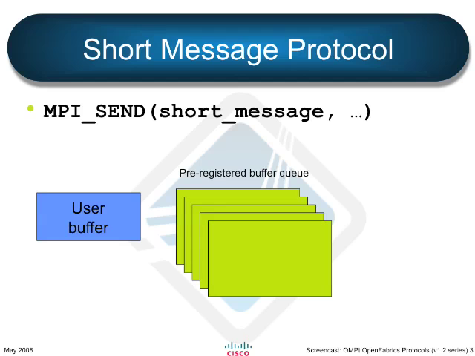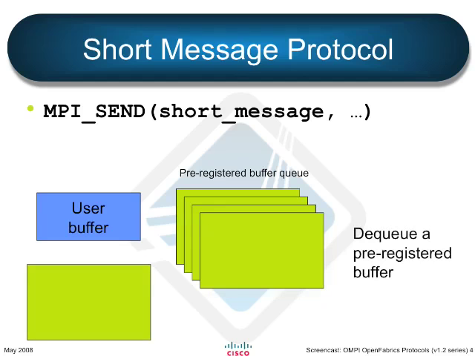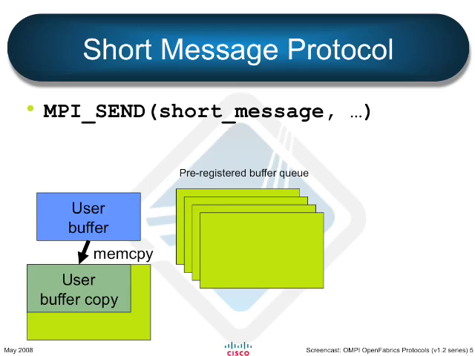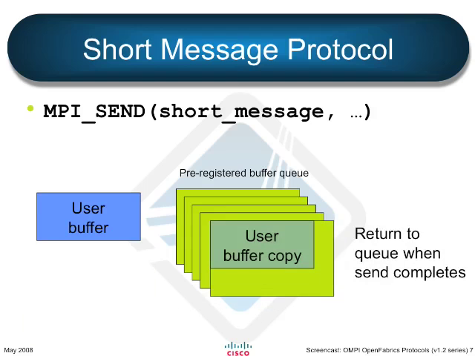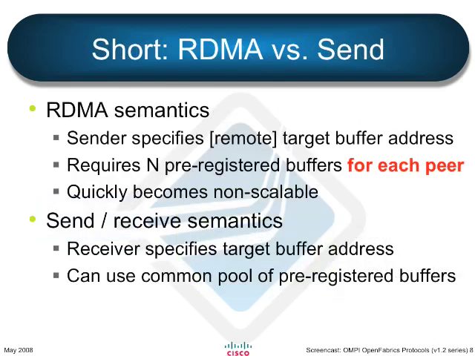Now on the right, as I mentioned, there's a whole queue of pre-registered buffers. So when you do the send, Open MPI will dequeue one of these pre-registered buffers and mem copy your message into there. And it has to be obviously less than or equal to the size of our pre-registered buffers. And then we'll either use send or RDMA semantics to actually transmit the message across the wire. And we'll talk about that a little bit more in a minute. And when we're done, we'll return the pre-registered buffer to the queue so that it can be used again by some future short message. Now let's compare RDMA semantics to send-receive semantics.